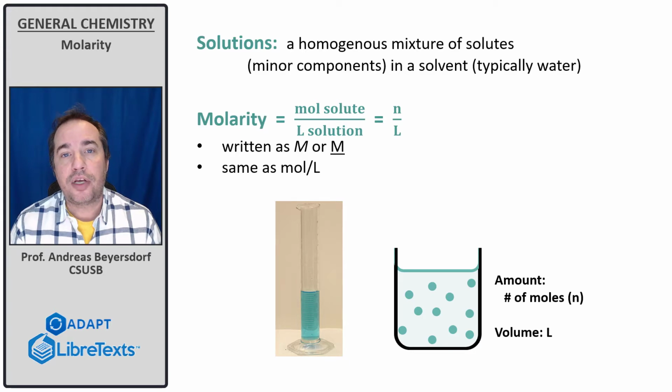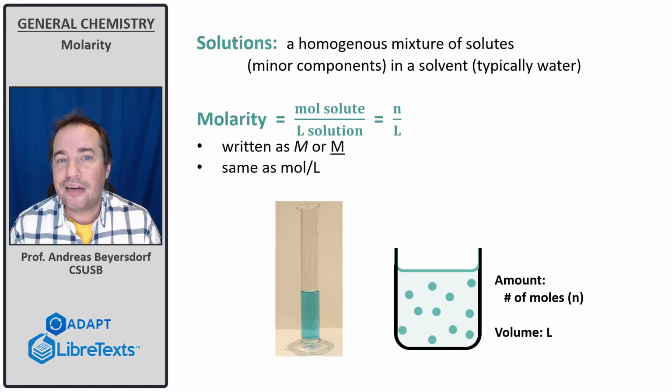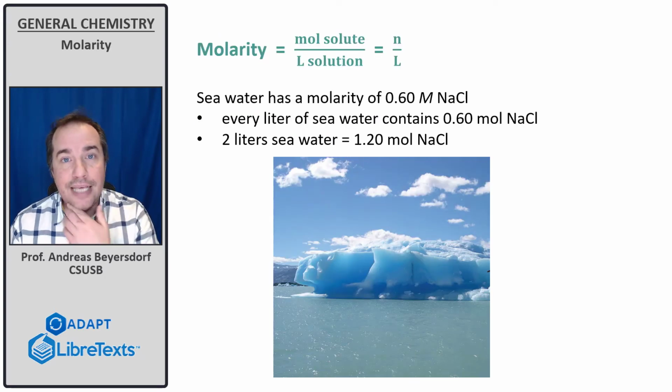We can talk about the concentrations of the solutes in a number of different units. The most common is molarity, which is moles of solute over liters of solution. It can be signified as either an italicized capital M or an underlined capital M, or just as moles per liter. An example of a solution is seawater.